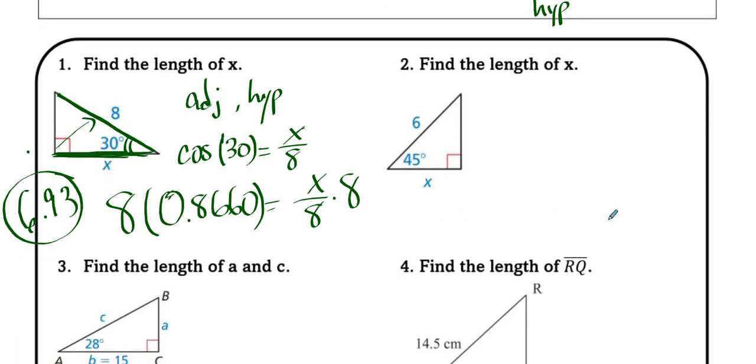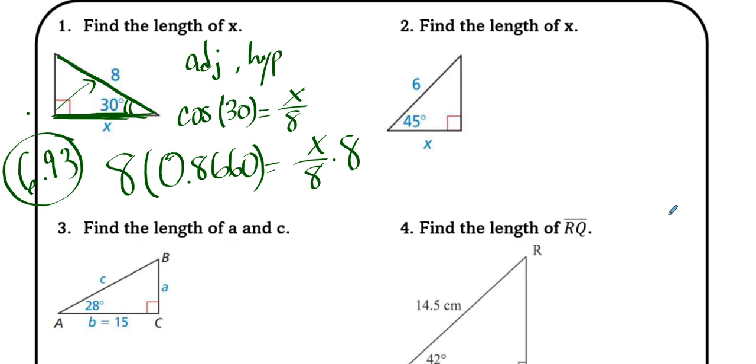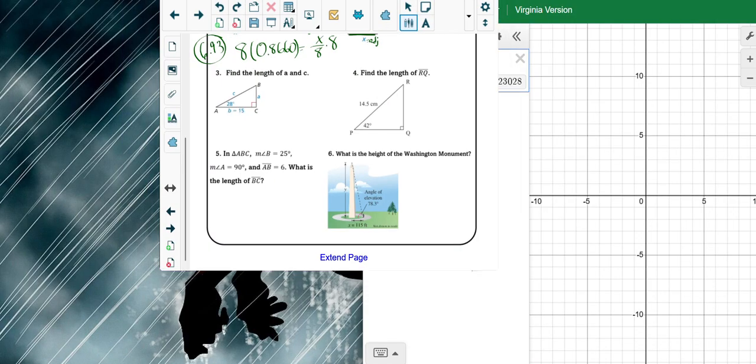All right, looking at number 2, we want to find the length of x again. We're given this angle. We want to find that one that's adjacent. And we're given this one, which is the hypotenuse. So it's the exact same relationship as before. We're going to do cosine of 45, and that equals x over 6.